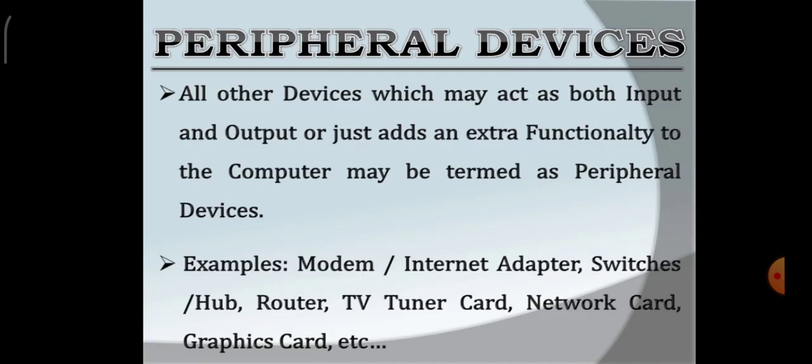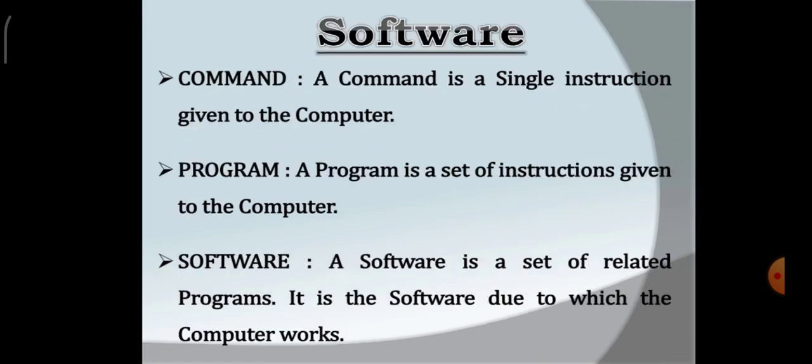Hub is similar to that. Router is used to connect multiple networks. And TV tuner card. TV tuner card is used to capture the video and record television programs. That is another peripheral device. Network card is very, very important. It is called NIC. That network card is very important to get the internet connection, and graphics card is used to view moving pictures, images, and so on and so forth. So these are examples of peripheral devices.